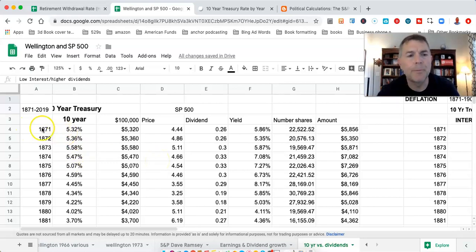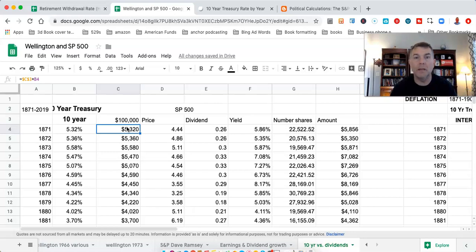So to give an example, in 1871, the 10-year Treasury is paying 5.32%. You're going to invest $100,000 in the 10-year Treasury. You're getting 5.32%, which means you're getting $5,320. Hope no one disagrees with that. If you invest $100,000 at 5.32%, you are inherently getting $5,320.